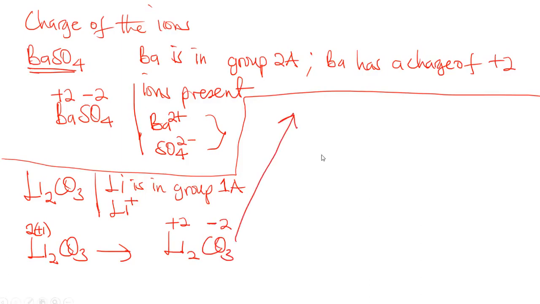So if I continue here, I will see that each of the two lithium atoms has a charge of plus, and the carbonate ion has a charge of 2 negative. So take note that the lithium does not have plus 2. Plus 2 is for two lithium atoms, but each lithium atom has plus 1.